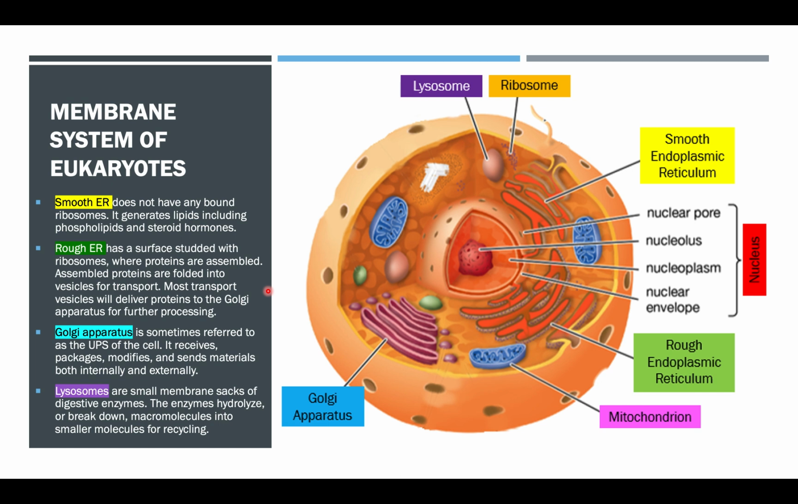A vesicle you can think of as like an Uber of the cell. The vesicle picks up these folded proteins and then takes them to where they need to go to work in our body. Most transport vesicles will deliver proteins to the Golgi apparatus, which is right here, and that's where further processing happens. That's not where all of these proteins go, but the vast majority go into the Golgi. So the Golgi apparatus is next. The Golgi apparatus is sometimes referred to as the UPS of the cell, which is a really good metaphor because it receives packages. It receives those vesicles often from the rough ER, the rough endoplasmic reticulum.